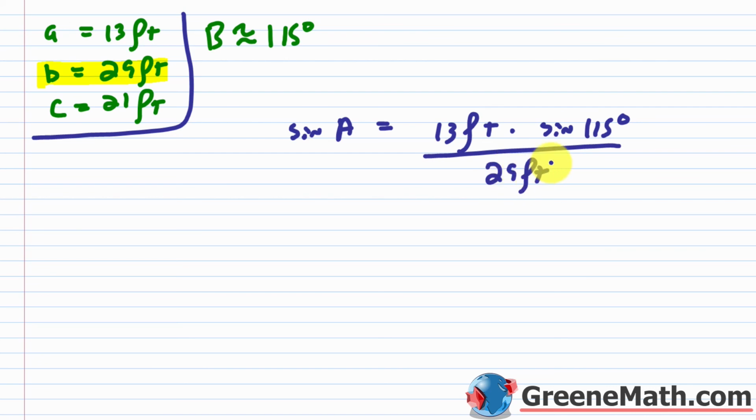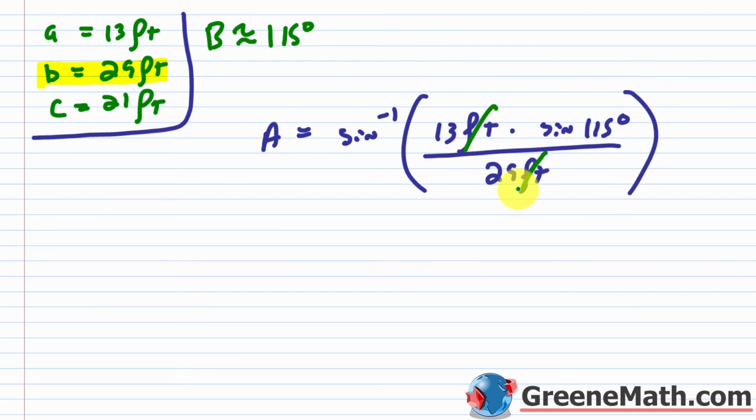Now, we're going to end up taking the inverse of this, so you might as well say that A is equal to the inverse sine of this guy right here, okay? So let's punch this into the calculator, and let me visibly cancel these units, and you'll get about 24 degrees, so I'll say A is approximately 24 degrees.